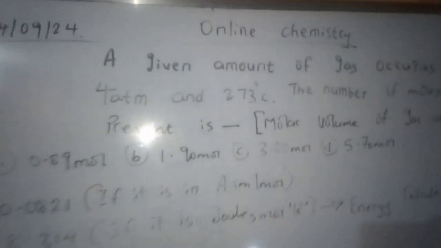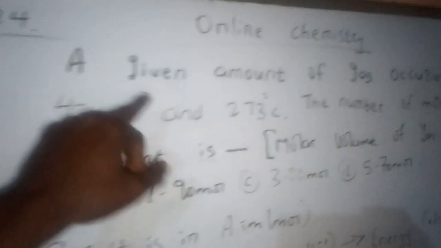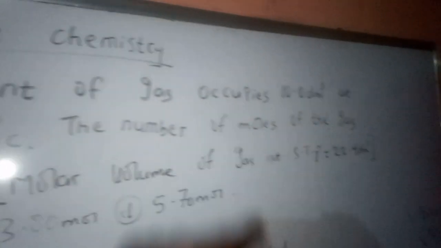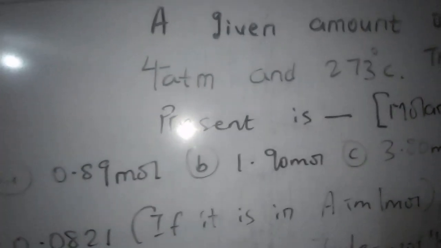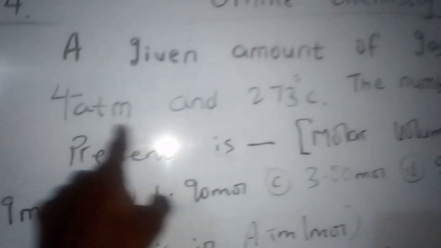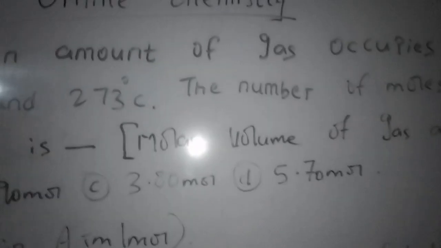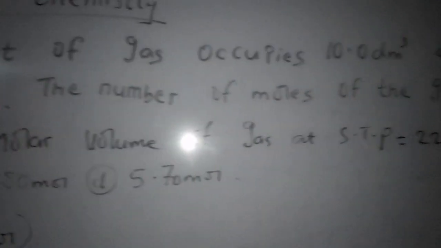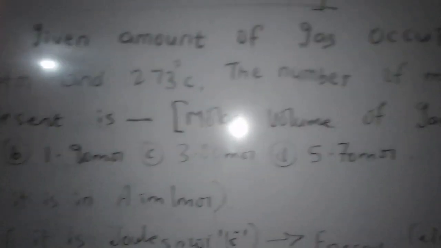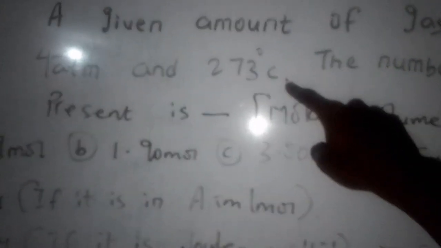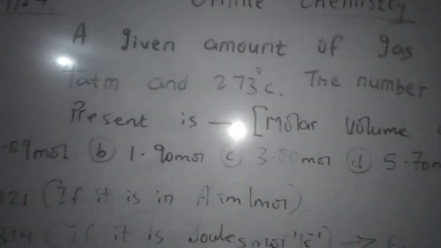Now we have a question I want us to look at together. It says that a given amount of gas occupies 10.0 dm³ at 4 atm, where atm is atmospheric pressure, and 273 degrees Celsius, which we'll get to. I think we should be familiar with converting degrees Celsius to Kelvin. You just add 273 to it.